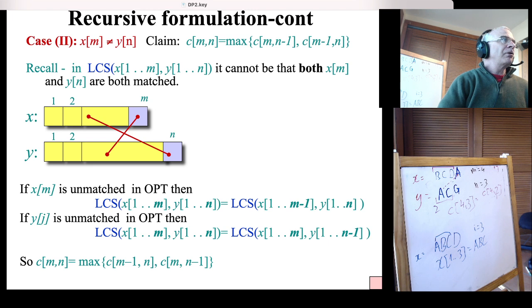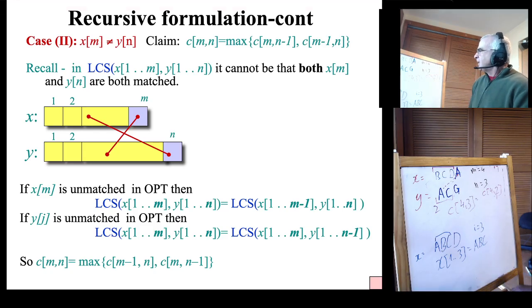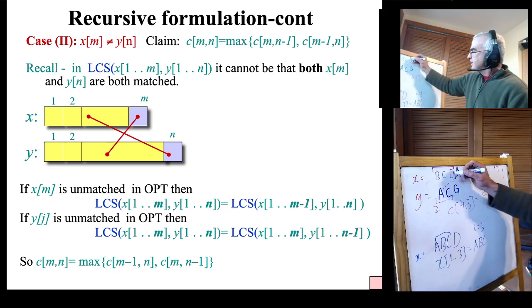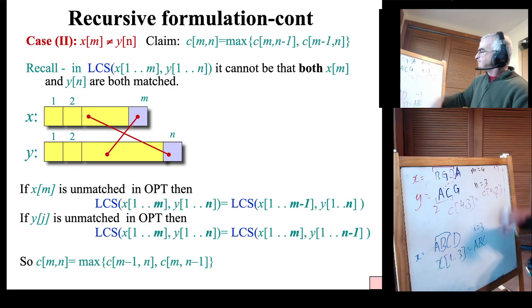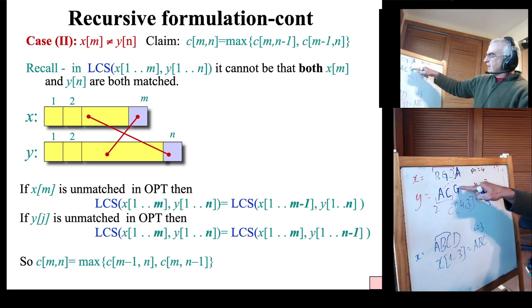So in this case, we are in the C of the whole of the M characters, but only the first n-1 characters. We don't lose anything by adding the nth character. It is unmatched. However, possibly, let's make this C into a G. I still cannot match this A to G.